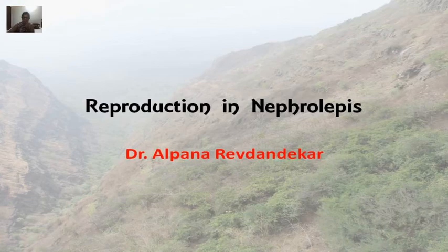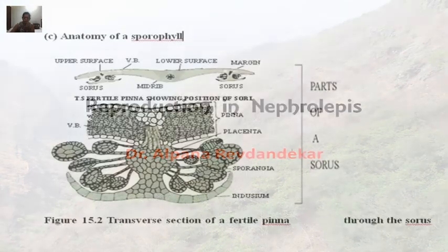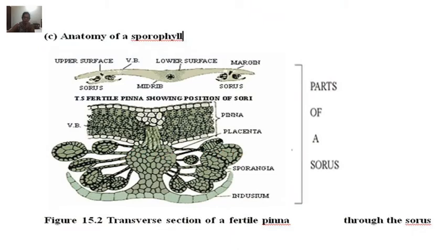Hi everyone. In this video we are going to learn about the reproduction in Nephrolepis. So starting with the Nephrolepis, when we take the transverse section of the pinna or the leaflet of the Nephrolepis, the internal structure is shown just like this figure. So here we can see that the leaflet is dorsiventrally flattened.